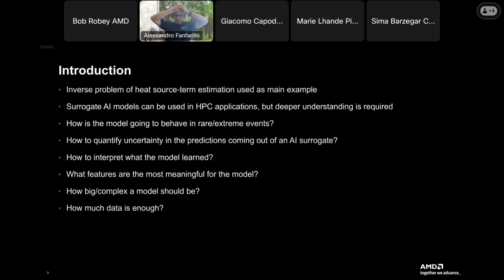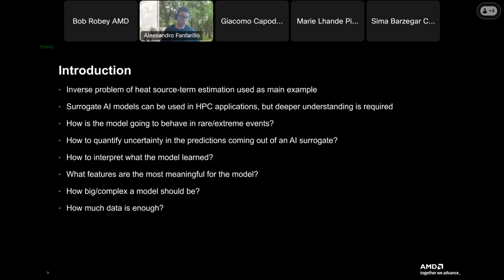All right, so as I said before, the inverse problem of heat source term estimation is used as the example. Surrogate AI models can be used in HPC, but you really need to understand what the model has learned, if you can trust it, and how it is going to behave in rare extreme events that it hasn't seen during training. How do you quantify the uncertainty in the predictions, and understand how sure the model was to give you a certain prediction? Is it lying to you? Is it trying to best guess? How do you interpret what the model learned?